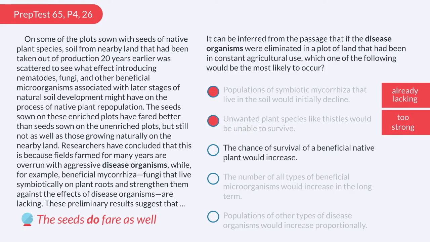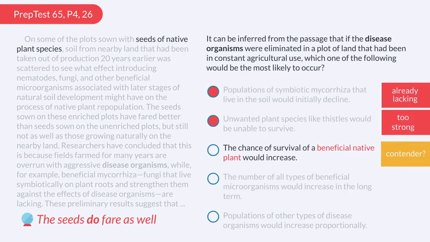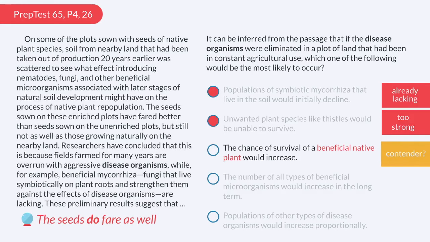C is saying if we get rid of the disease organisms, then the native plants would have a better chance of survival. I guess that's what we were saying, right? If we get rid of the disease organisms, the seeds would do better. When we talk about seeds, are we talking about beneficial native plants? Yeah. I mean, the native plant species are the idea of restoring the natural balance. So let's keep it around. I think that's kind of like what we want.